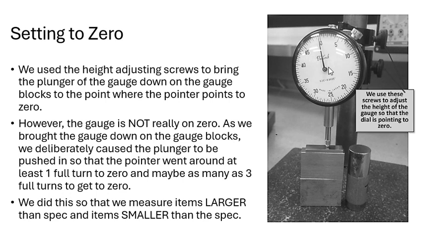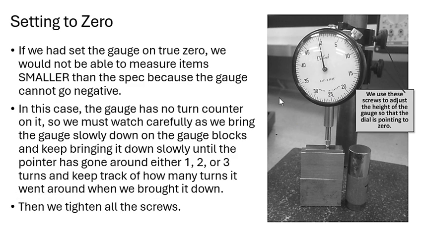So we play with the plunger, and then we play with the adjusting screw to set the pointer to 0. If you deliberately push the plunger in, the pointer is going to go around 1, 2, 3 turns, and that's okay, because we do it in order to measure items larger than our specification, or sometimes smaller. In the lab, you'll see how this dial goes around to measure it. The point is, we don't really set the gauge to true 0.